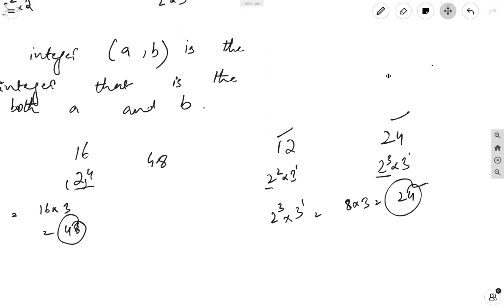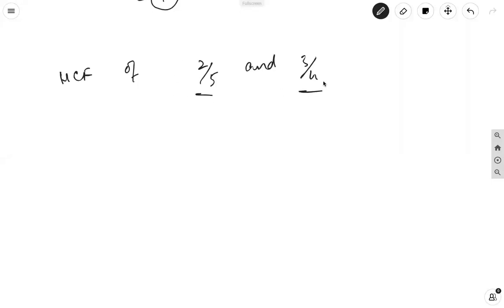But let's suppose the same question is asked for fractions. For example, if I ask you to find the HCF of 2/5 and 3/4, can any one of you tell what will be the answer? What will be the HCF of these two?